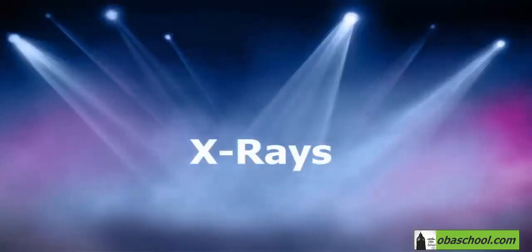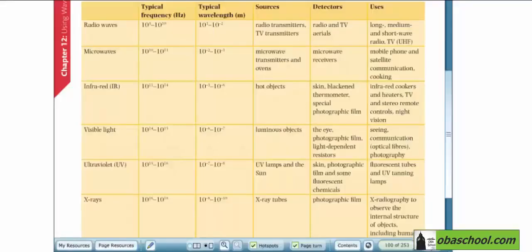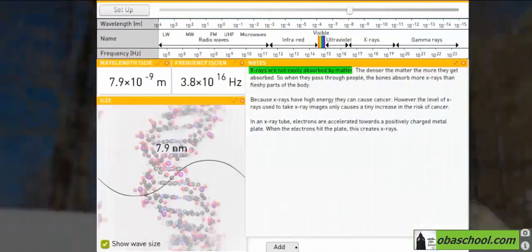X-rays. We will learn in this video about the electromagnetic waves that follow the UV, X-rays. As we can see, the range of frequency is between 10^16 and 10^18, and the range of wavelength is between 10^-8 and 10^-10. X-rays are not easily absorbed by matter.